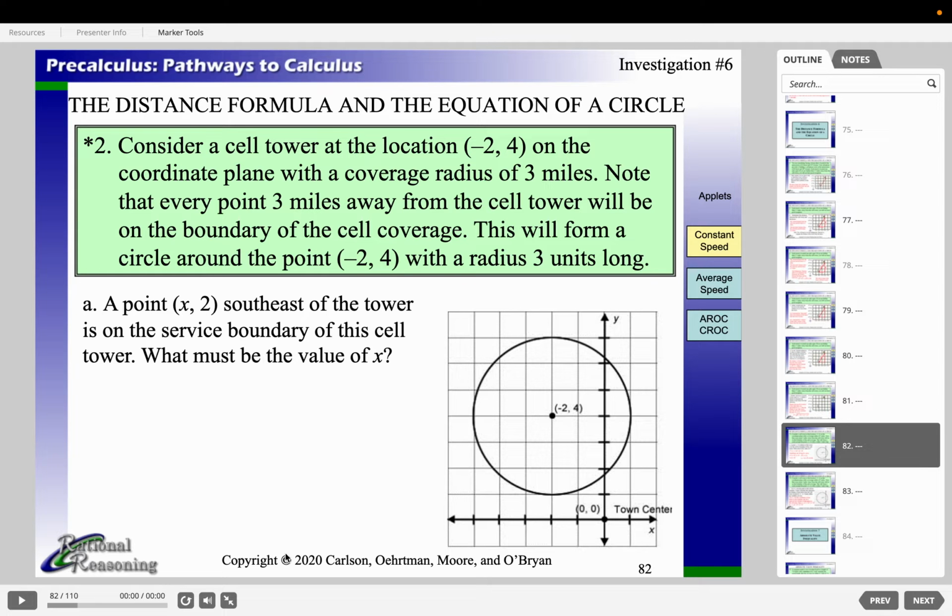If I talk about everything that's within 3 miles, I could easily see 3 miles to the east, 3 miles to the west, north and south following the coordinate grids. But I could go 3 miles on diagonals also, and if I do that, it forms a circular boundary. So this is a circle with a radius of 3.